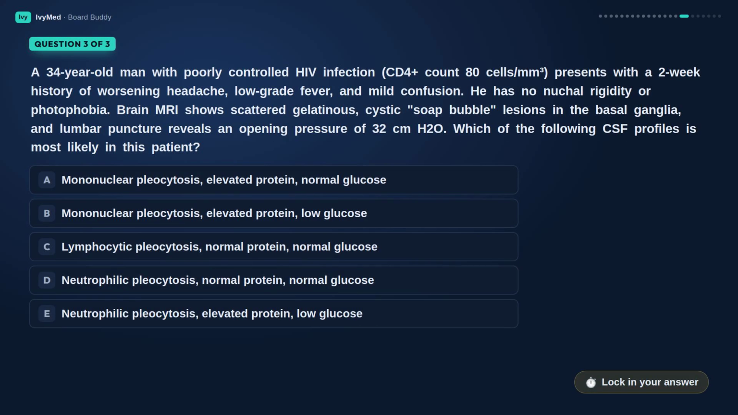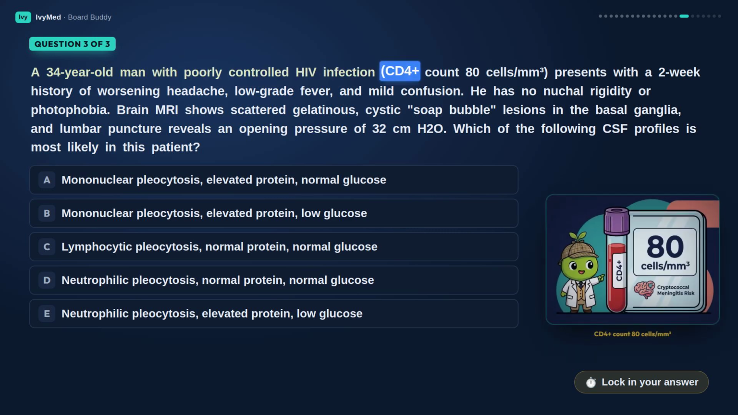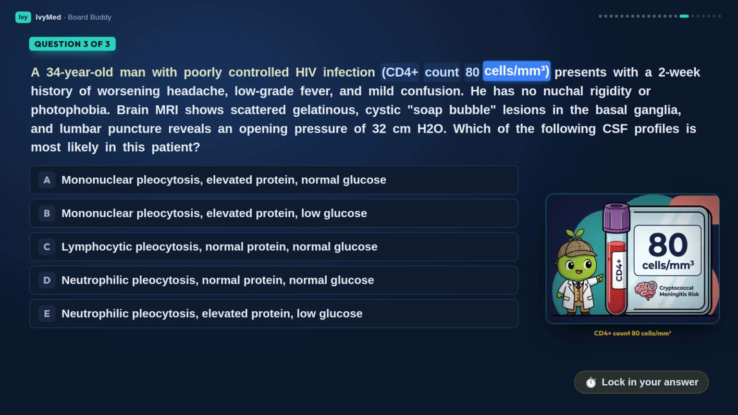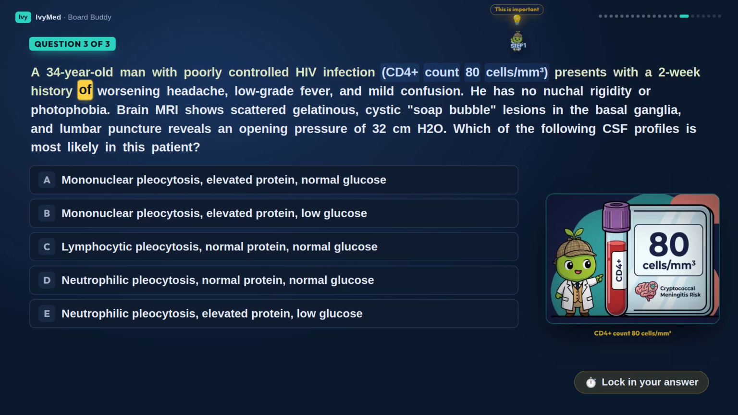Question 3 of 3. The last one before the challenge. A 34-year-old man with poorly controlled HIV infection, CD4 positive count 80 cells per microliter, presents with a 2-week history of worsening headache, low-grade fever, and mild confusion. He has no nuchal rigidity or photophobia.